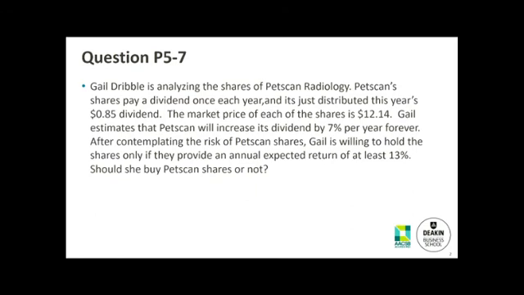The company's share pays a dividend once each year. And it just distributed this year's dividend. Just distributed means what? D0. Very good. D0 is 85 cents. You can write it down. The market price of each share is $12.14.